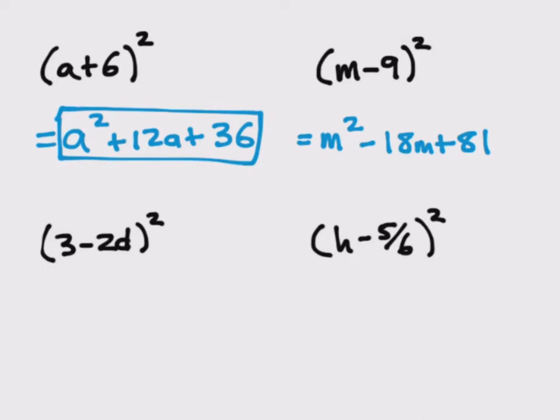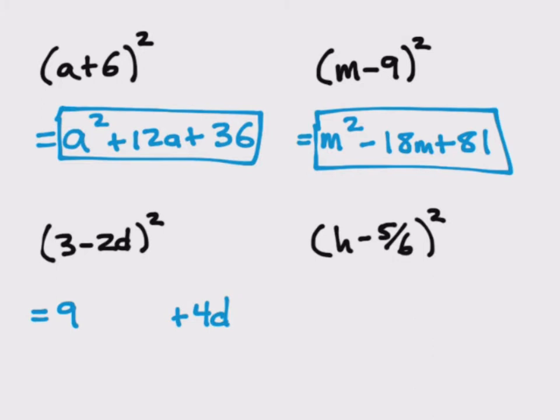Boom. Again, could have done it out the long way, just nice to be able to do this a little bit more quickly. In 3 minus 2d quantity squared, I know I'm going to get a 3 squared. I know we're going to get a 9. I know we're going to get a negative 2d quantity squared. I know we're going to get a 4d squared. And I know that in the middle, we're going to get twice 3 times negative 2d. Well, 3 times negative 2d is negative 6d, and twice that is negative 12d.